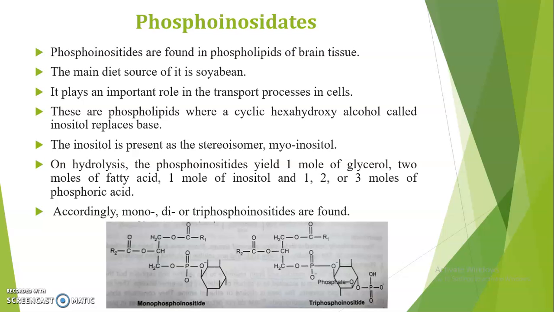One common example of phosphoinositides is lipositol. Lipositol is an example of a commonly found phosphoinositide in humans.